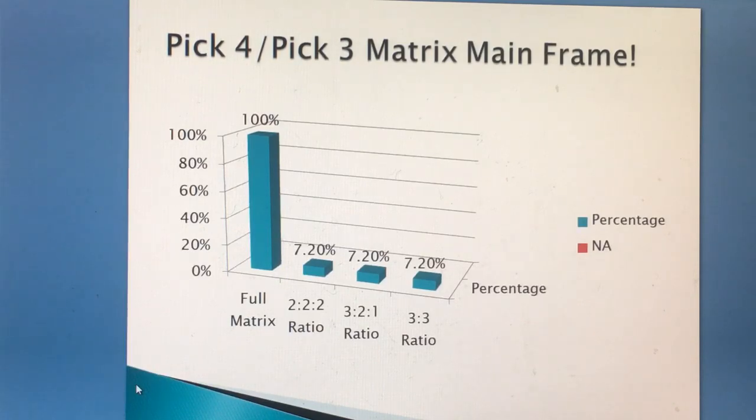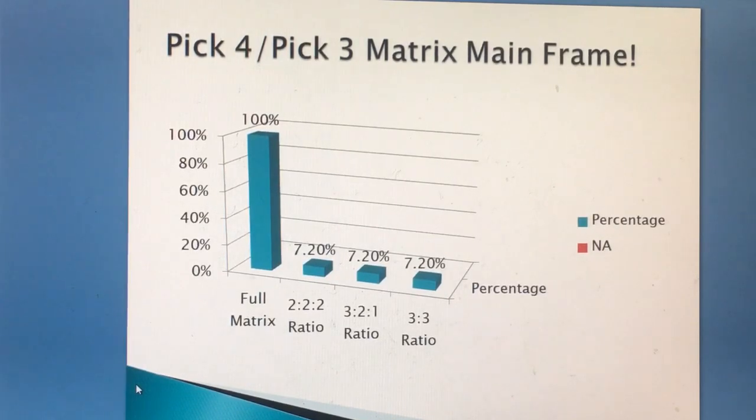By using a full matrix, you'll be playing against 100%. By using a 2-2-2 ratio, you only use 7.2%. With a 3-2-1 ratio, you only use 7.2%. And using the 3-3 ratio, you'll be using 7.2%. What that means is the percentage of the total matrix out there.